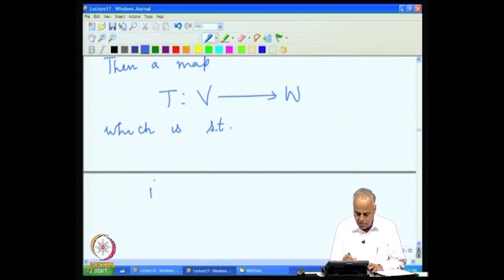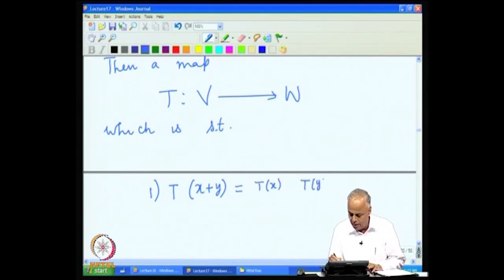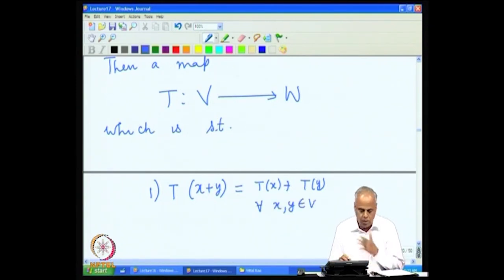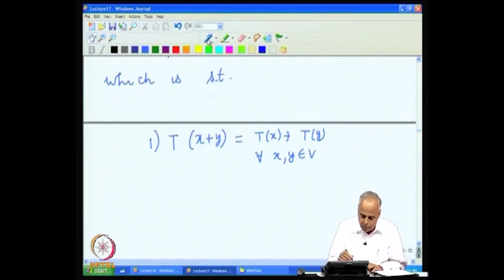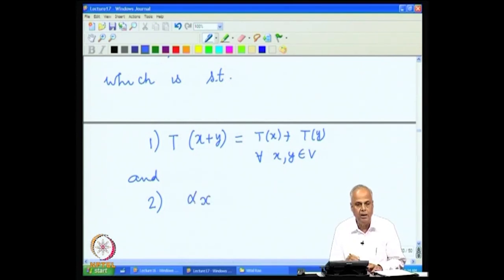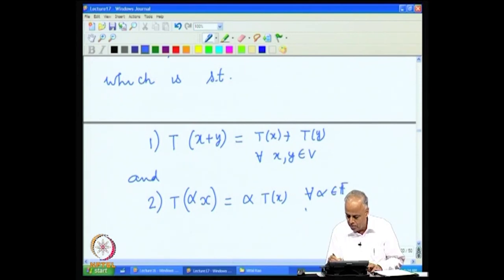What does that mean? It preserves addition means if you add two vectors in V and then transform, it should be the same as transform individually and then add, for every x, y in V. Notice that the plus here refers to the plus in V, because x is in V, y is in V, therefore, this plus is addition of vectors in V. The plus here is the addition in W, because T x is in W and T y is in W, and therefore, this is the W addition. So, this is what is meant by it preserves addition, and it preserves scalar multiplication means take a vector x, multiply it by a scalar in V and then take the transformation, it should be the same as transform the vector x and then multiply by the scalar, for all alpha in F and for all x in V.